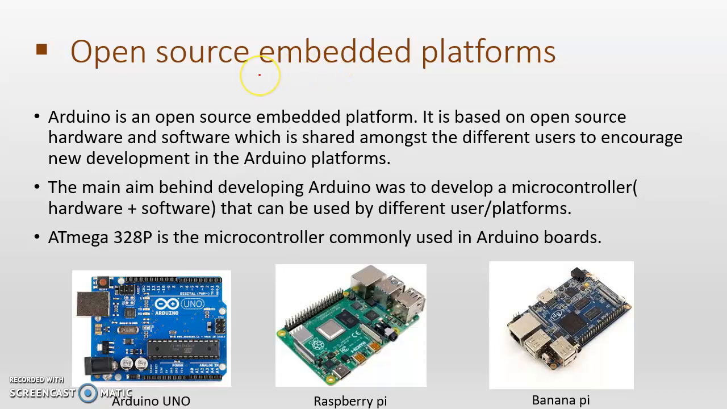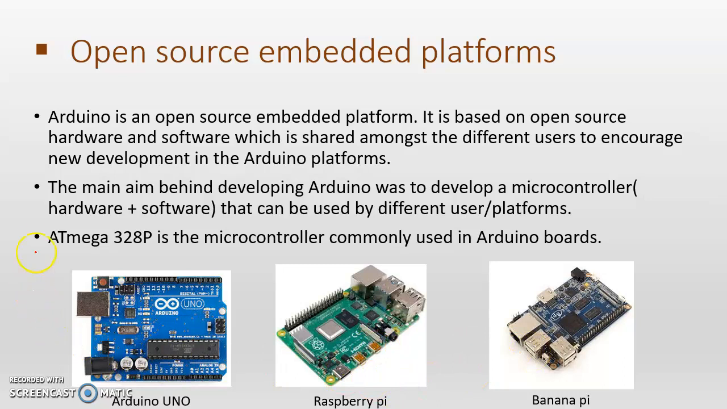There are various open source systems available. Some are software, some are hardware, or a combination of software and hardware. Arduino is one of them. The Raspberry Pi is also there, and Banana Pi is also there. These are called single chip computers.